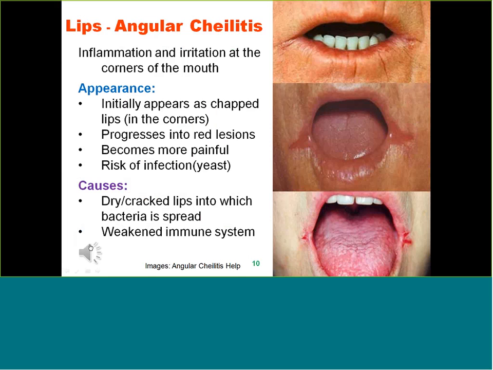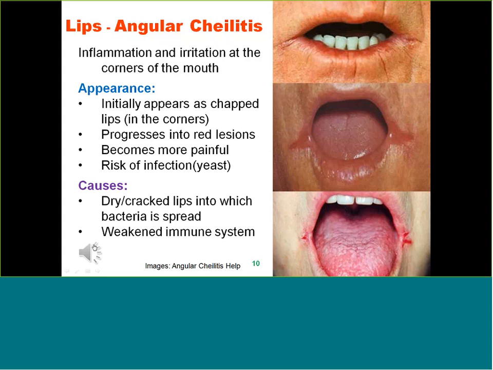So now we're going to talk a bit more in depth about what is angular cheilitis. So angular cheilitis is an inflammation and irritation of the corners of the mouth. Angular cheilitis is commonly seen in elderly folks and will appear as dryness at the corners of the mouth and may be painful and cause difficulty eating, as opening the mouth will cause them pain.